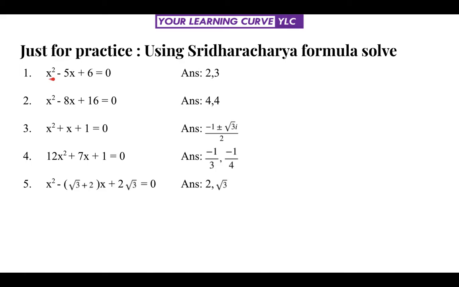Here this equation is x square minus 5x plus 6. Value of a is 1, value of b is minus 5 and value of c is 6. You have to compare this equation with ax square plus bx plus c.